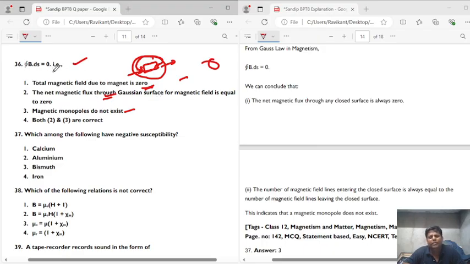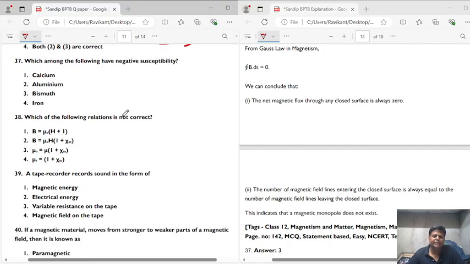This is the conclusion that we got from here. Magnetic monopole means a magnet with a single pole, that is only a north pole. So that is not possible, right? If this could happen, then this could have a non-zero value, right? So what we conclude from here is that question number 36 has the correct answer as option number 3. Correct answer is option 3, right?